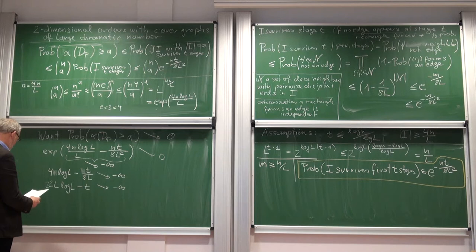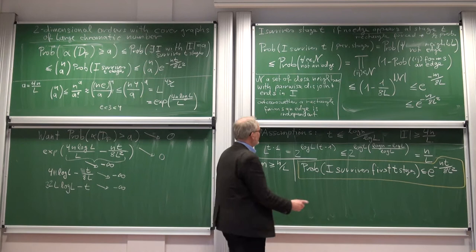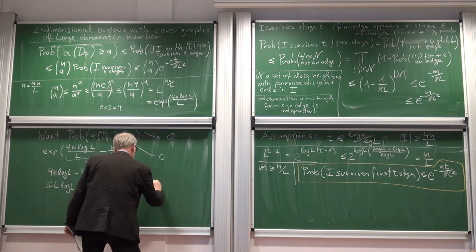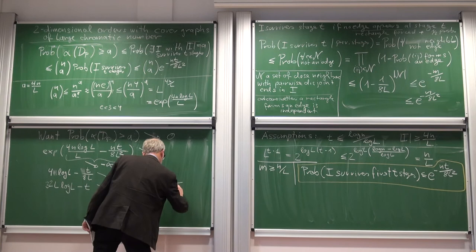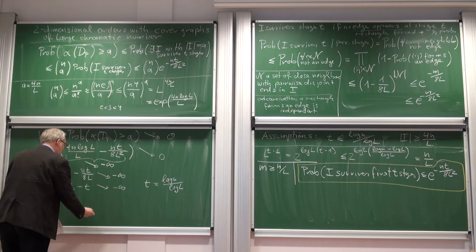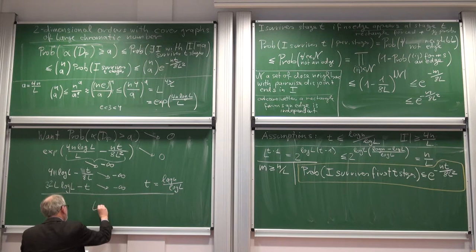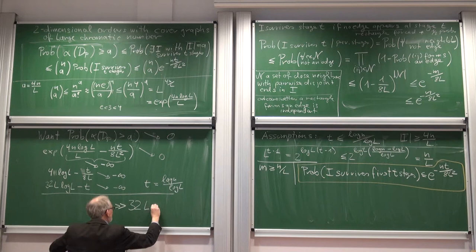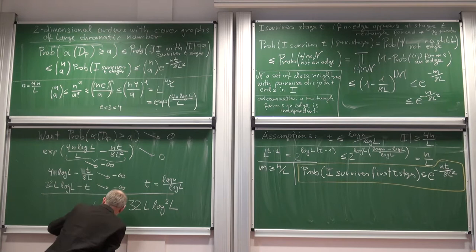And what is T? So we have the assumption that we should not take T larger than this one. So we put it as equal there. T equals log N over log L, and then from this the bottom line is that we want to have that log N is really asymptotically bigger than 32 L log squared of L.